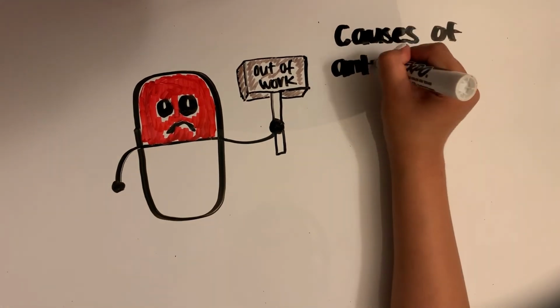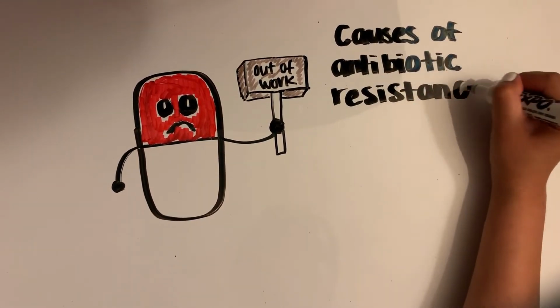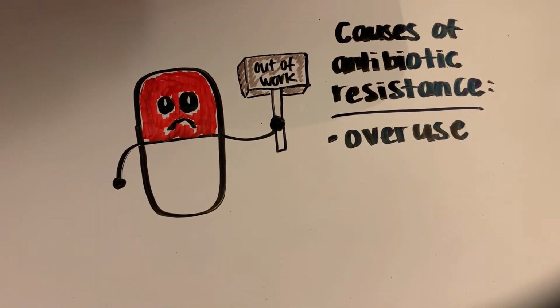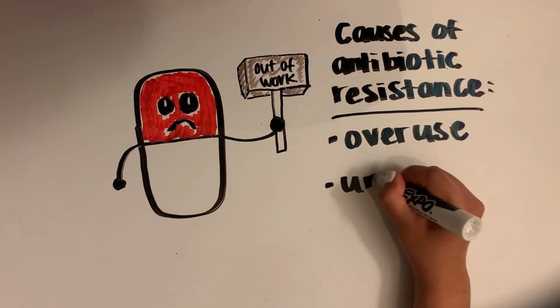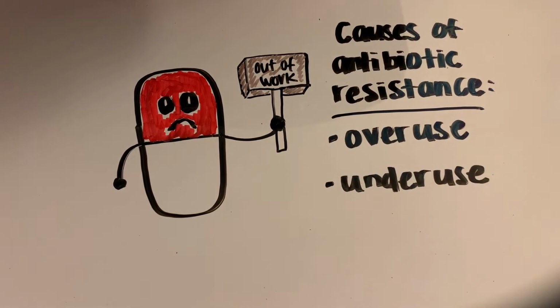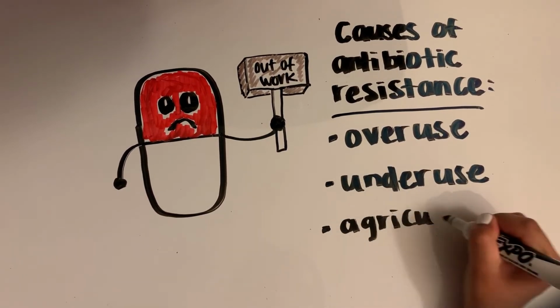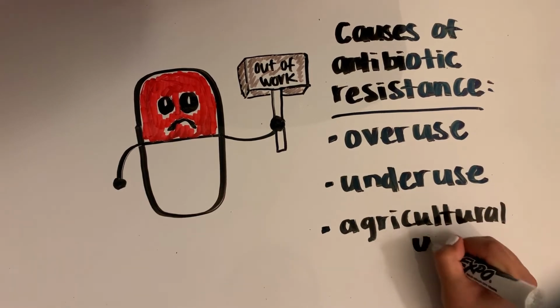Here are some examples that cause antibiotic resistance. The first one is overuse, which is the frequent use of antibiotic drugs. Next is the misuse of antibiotics when they are used to treat common illnesses like colds and the flu. And the final example is the use of antibiotics in livestock. These examples listed are the most common causes of antibiotic resistance.